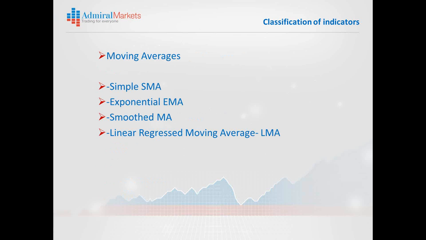And there is a third part of indicators, which are basically dynamic levels of support and resistance, and those are moving averages: simple, exponential, smoothed, and linear regressed moving average. So those are the classifications of indicators. Most important are oscillators, leading, momentum, lagging, and moving averages.